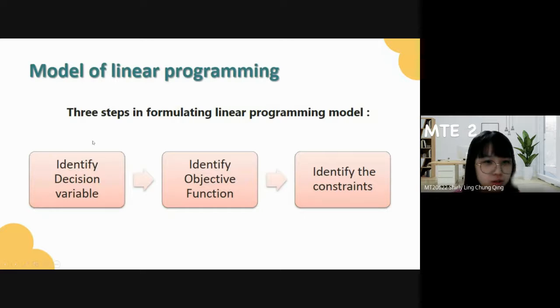To solve this question, we need to apply the model of linear programming. There are 3 steps in formulating linear programming model. The first step is to identify the decision variable. Second step is to identify the objective function, and the third step is to identify the constraints.